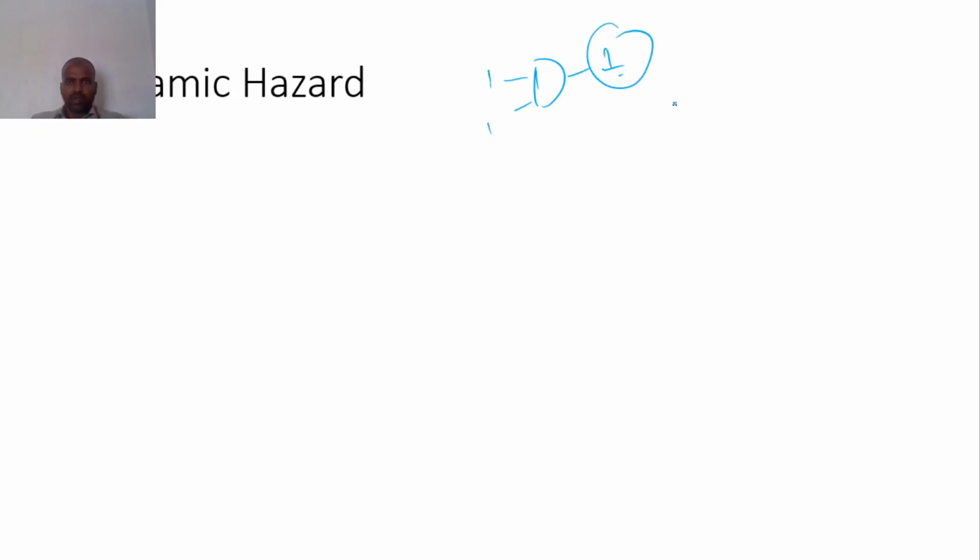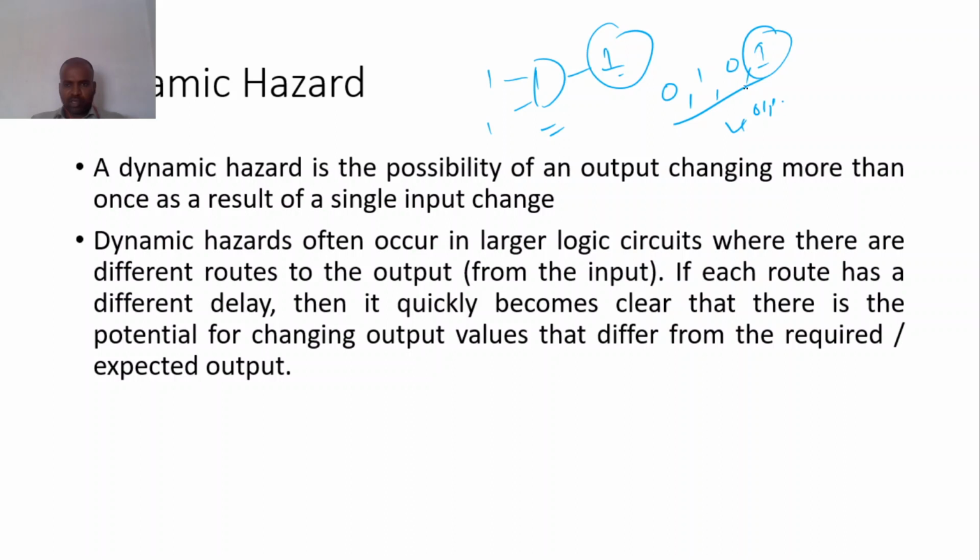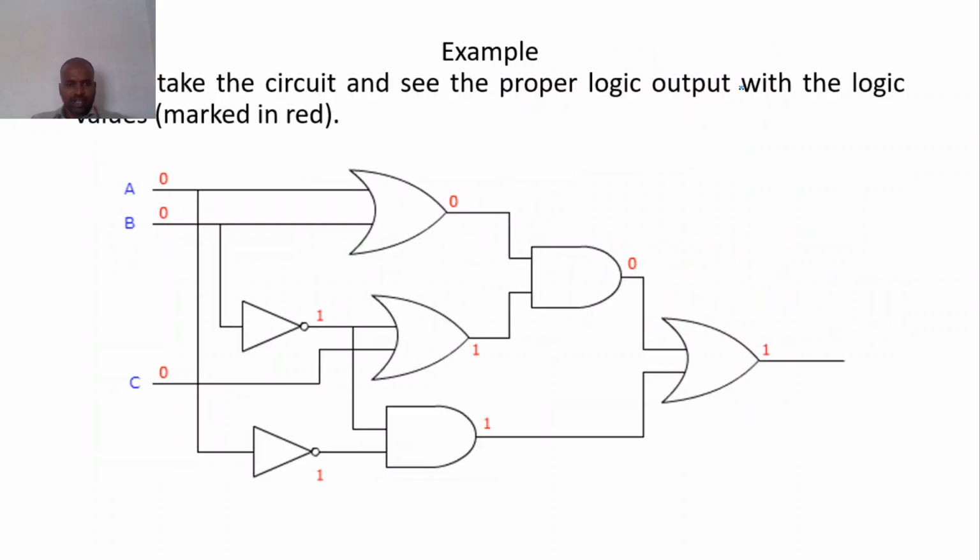So before getting this 1, the outputs are automatically changed into 0 1 0. Finally it is producing the output equal to 1. So see, for a single NOT gate we are getting 4 outputs. So this is what dynamic hazard. Some introduction part is given here.